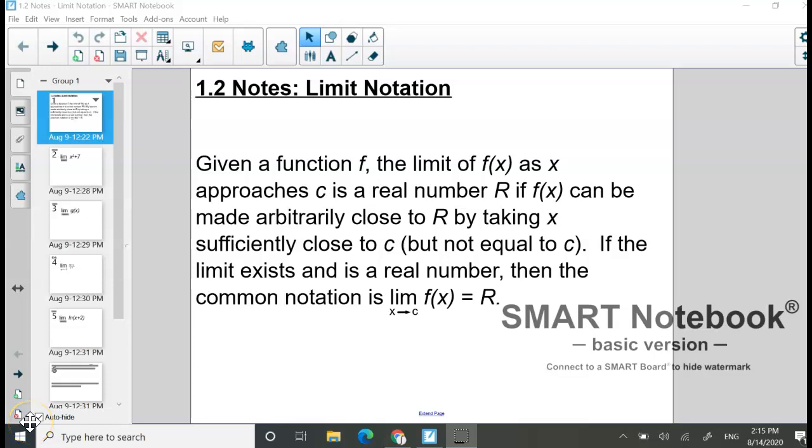Alright, in this video we are going to talk about limit notation. So we are just really trying to get familiar with what the notation looks like and what it means. But let's begin first with the definition of a limit.